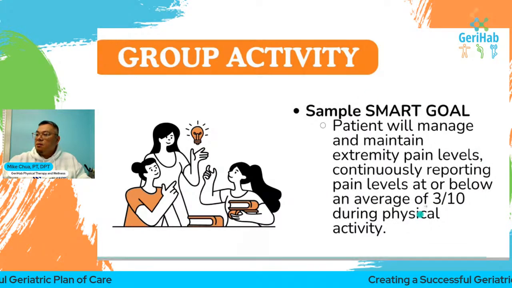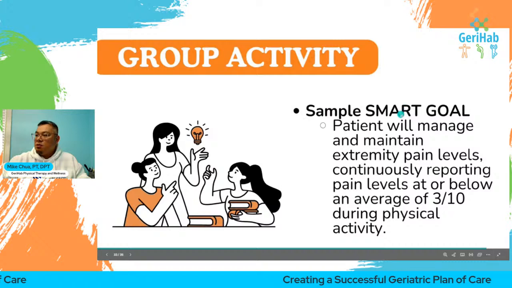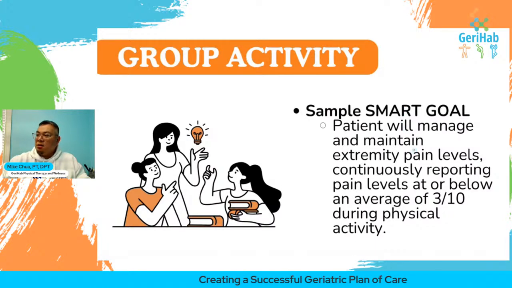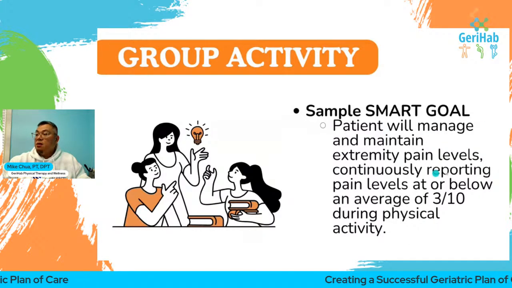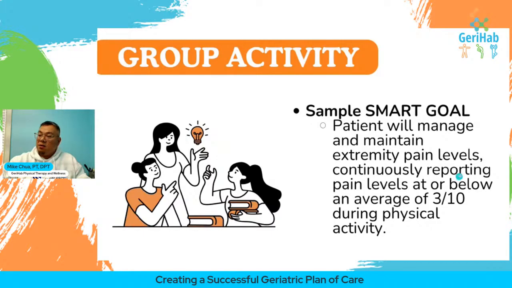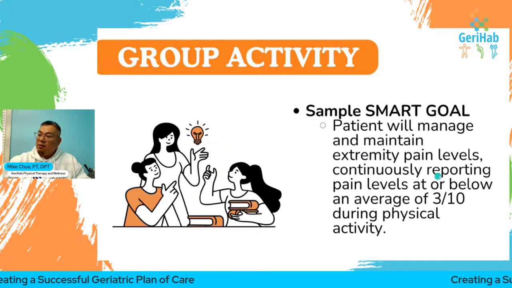Again, patient SMART goal: patient will manage and maintain extremity pain level. So this one, they didn't say what joint. Continuously reporting pain levels at or below average of 3/10 during physical activities. It's still not specific. We need the specific joint there, right?